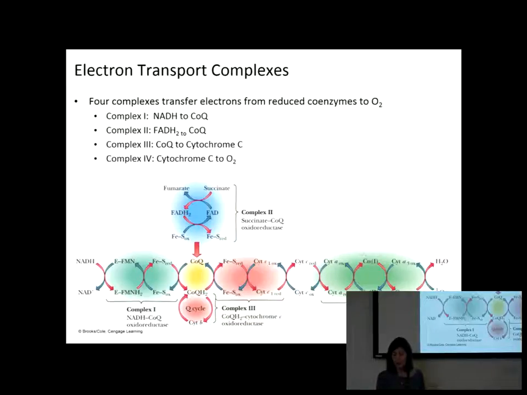a copper ion. Note that iron, Fe, has iron 3 and iron 2 as its possible oxidation states. But copper, which is present in complex 4, has copper 1 and copper 2. You need to know that. It gives it to a different cytochrome A, and then gives the electrons to oxygen to produce water.